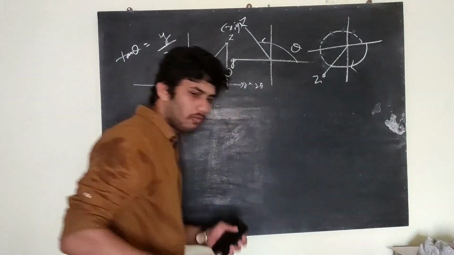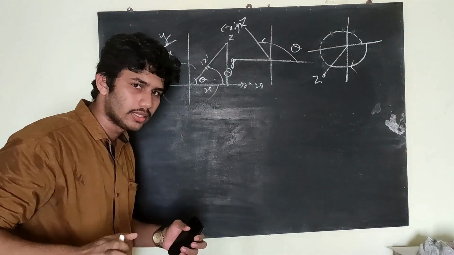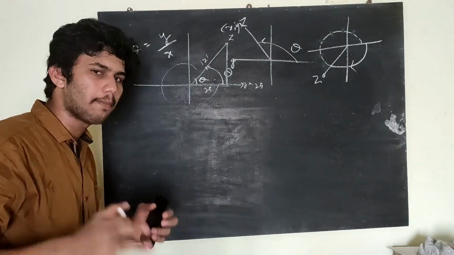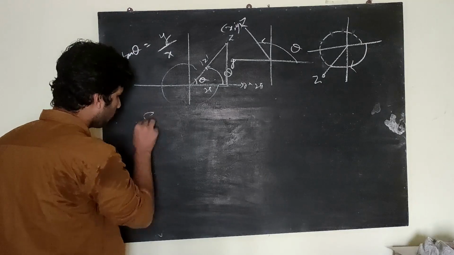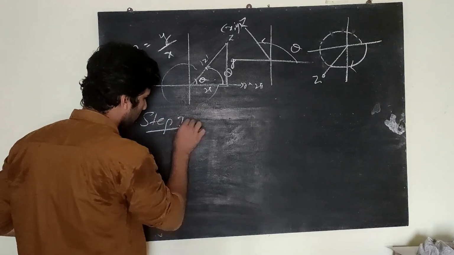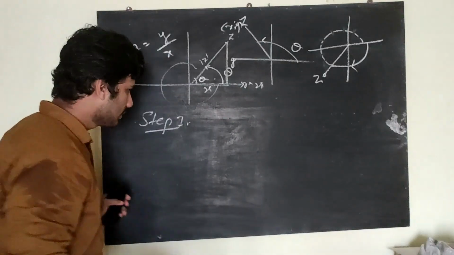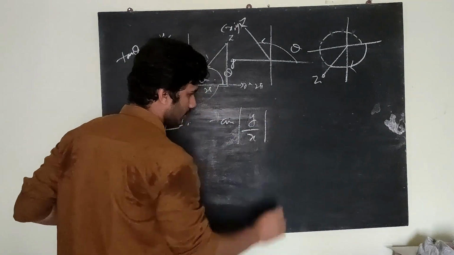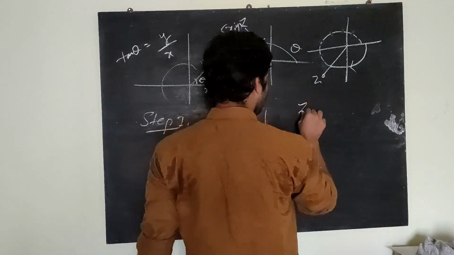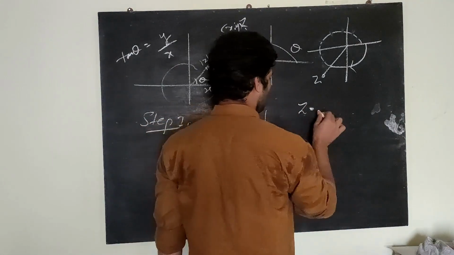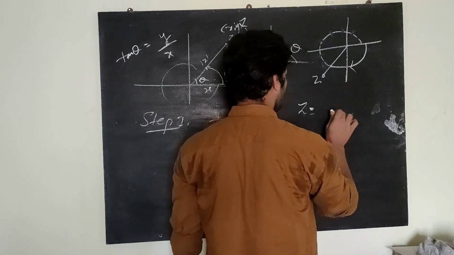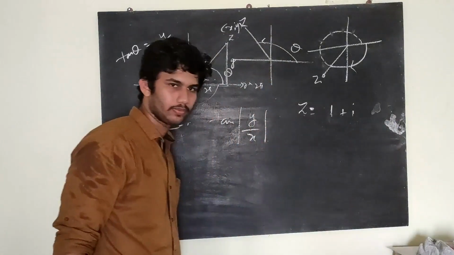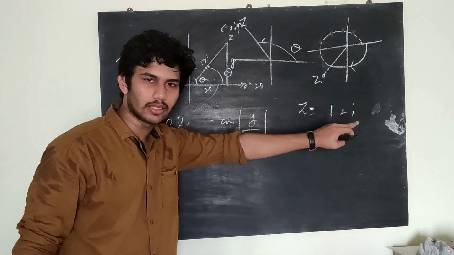Now, what is the method of learning this? We'll learn it step by step. Step 1, for the argument of a complex number, just find tan inverse of mod y by x. See, suppose your z was, let's say, 1 plus i. Your x is 1 and y is 1.